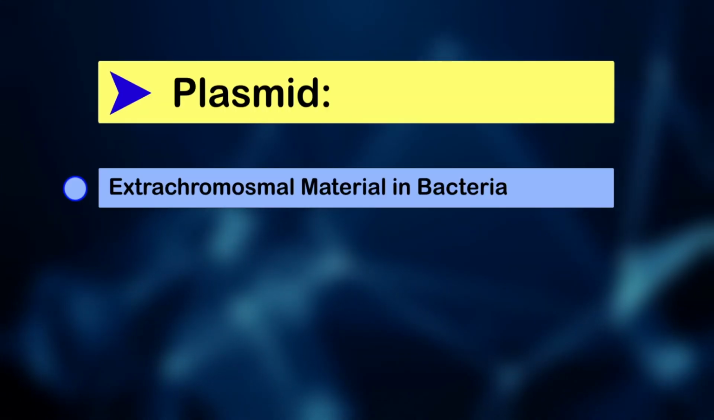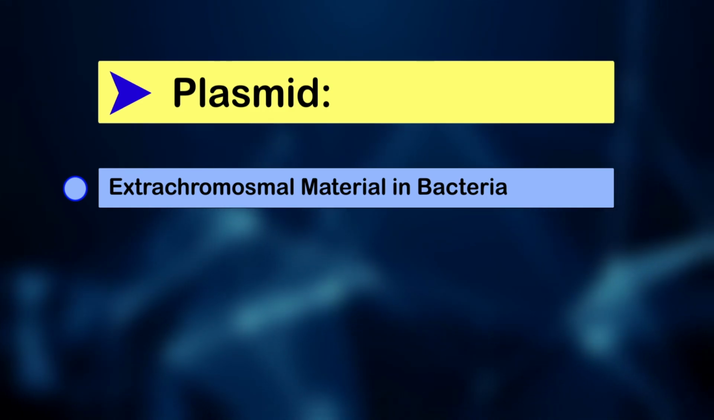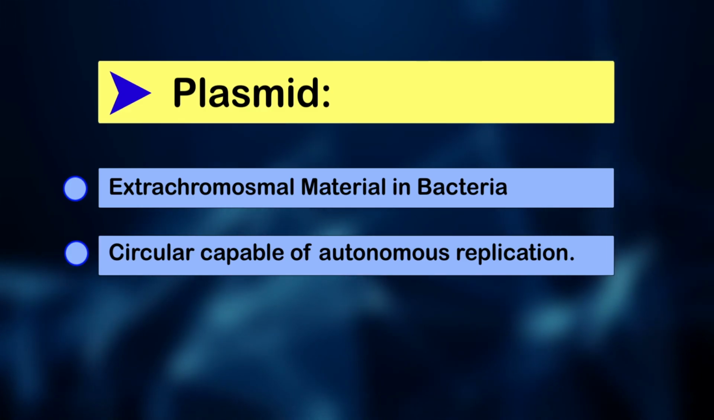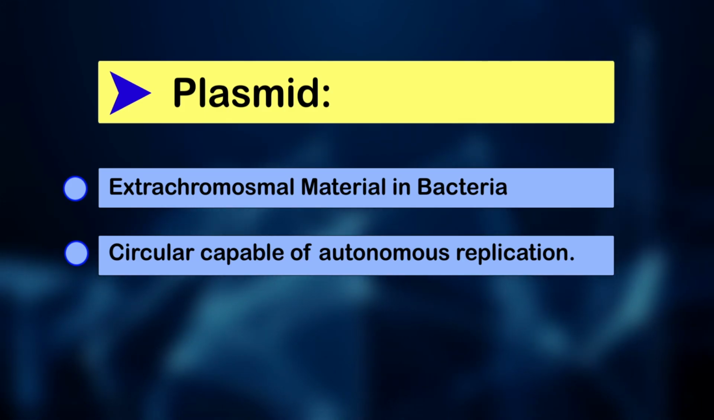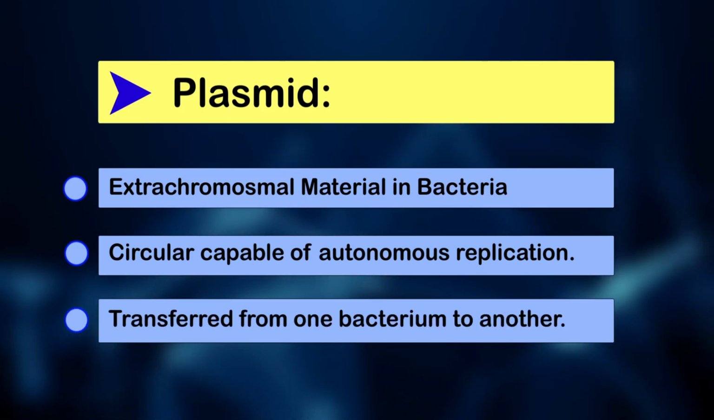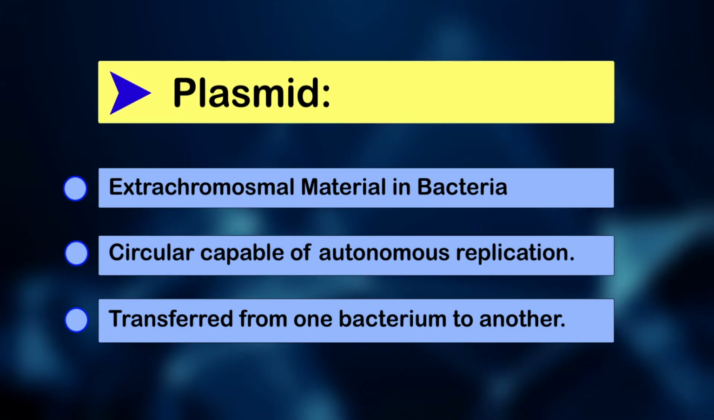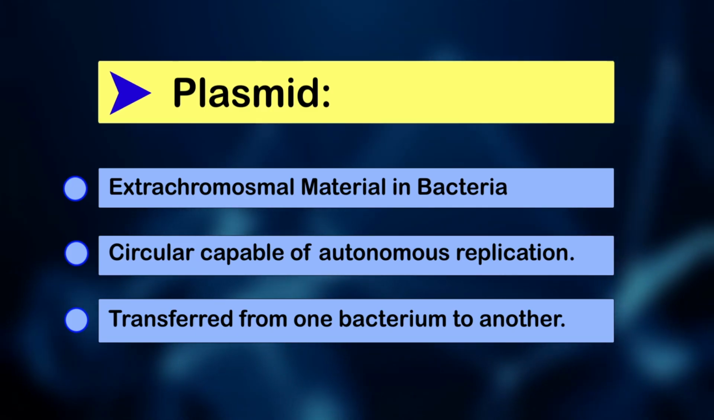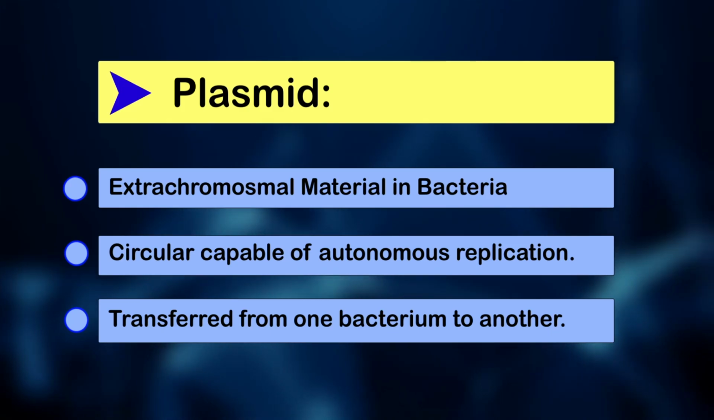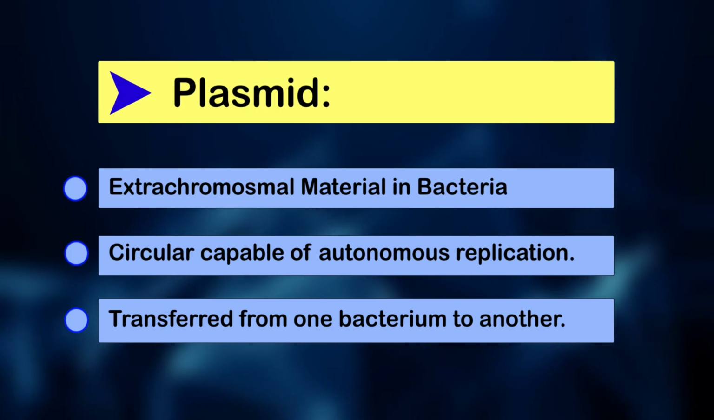Another important feature of the bacterial cytoplasm is the plasmid. Plasmid is also called extrachromosomal material in bacteria. It is circular and capable of autonomous replication. Plasmid is often called CCC, covalently closed circular molecule. This plasmid is used for transfer from one bacterium to another. It is revolutionary in genetic engineering as a genetic engineering vector.